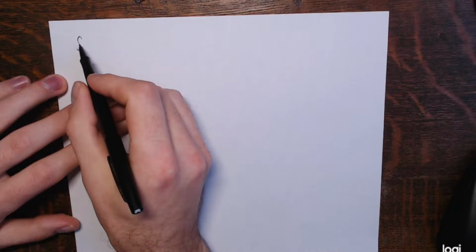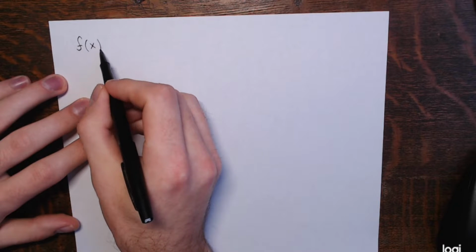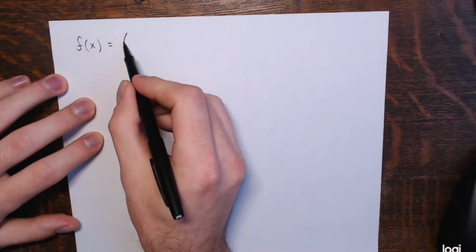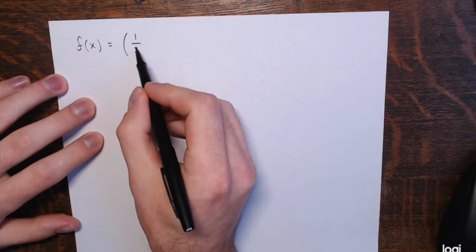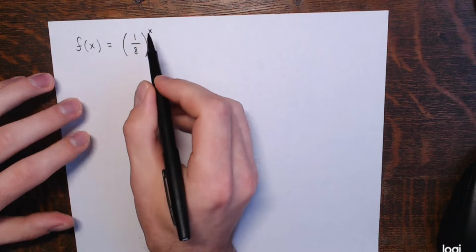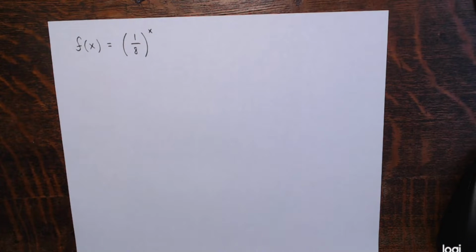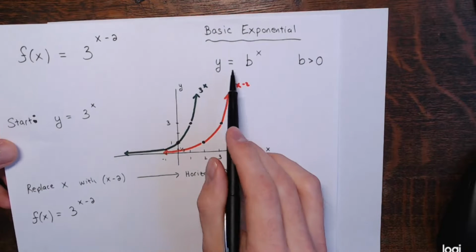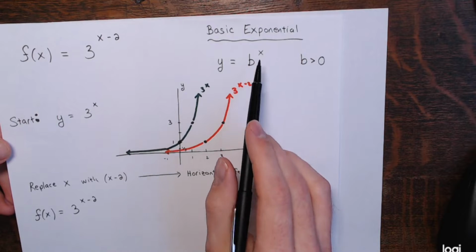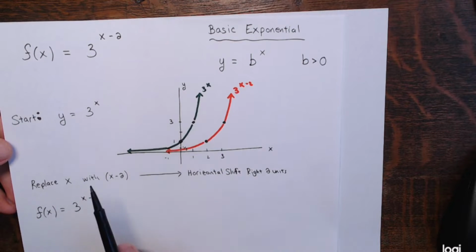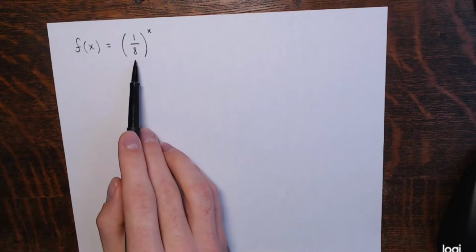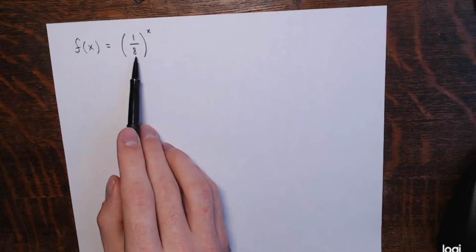So the function we're given, f of x equals, now this time the base is less than 1. It's 1/8 to the x. This is one of those basic exponential functions like I had on the previous page, y equals base to the power x. Now we saw here, when the base was 3, it was an increasing function. What you're going to see here, when the base is less than 1, like 1/8 here, is a decreasing function.